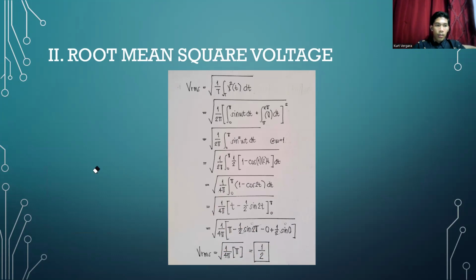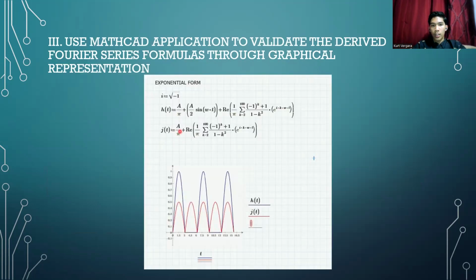So next, use the MATHCAD application to validate the derived Fourier series formulas through graphical representation. So just put the exponential form in MATHCAD and determine the values of the coefficients. A here is just the amplitude of our wave. So I use 1. So that's why the amplitude or Vmax is 1. You can manipulate it based on your preference.